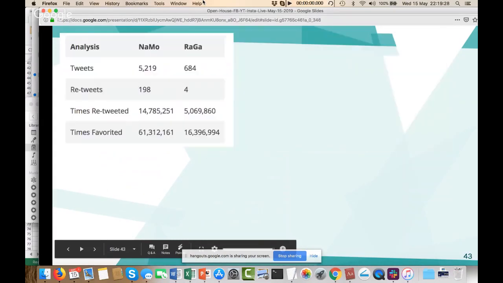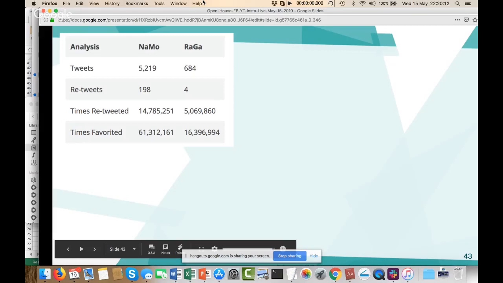Again, if interested, go look at the blog. The next thing that we started analyzing is the two handles themselves, which are @NarendraModi and @Raga. Namo and Raga, we started analyzing just to look at how these two handles are actually managed. I have some deck of analysis. Again, there is a lot of data here, so we can go through some parts of it to show you some interesting observations that we at least saw. I'm sure if you find anything interesting, we can talk about it also.